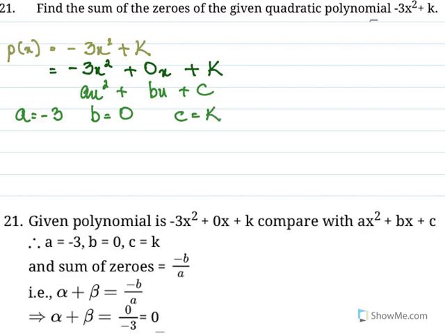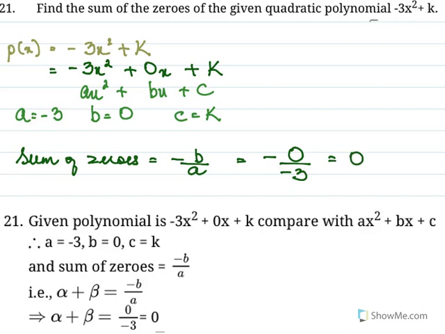We need to find the sum of the zeros. Sum of zeros equal to minus b by a, and which is now minus, we saw the b is 0, so 0 by a, which is minus 3, which is 0. So the sum of the zeros, that is alpha plus beta, equal to 0.